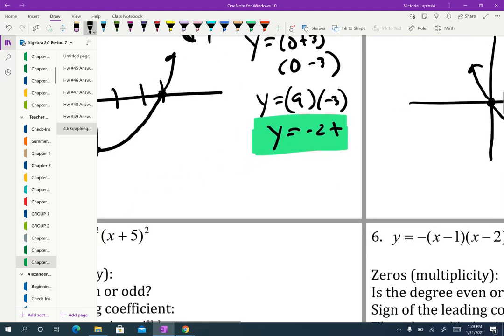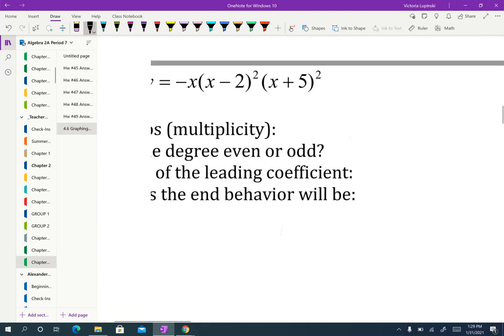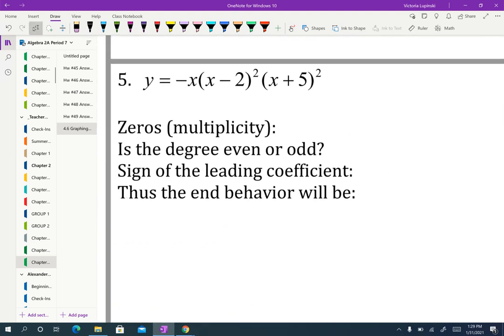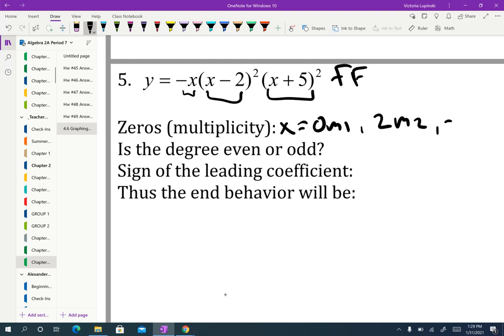It should be getting a lot easier as you go, and dare I say, even a little bit fun. So here in number 5, again, this is factored form only, so keep that in mind. When it comes to the zeros, this lonely x here gives you a 0, M1, followed by a +2, M2, followed by a -5, M2.